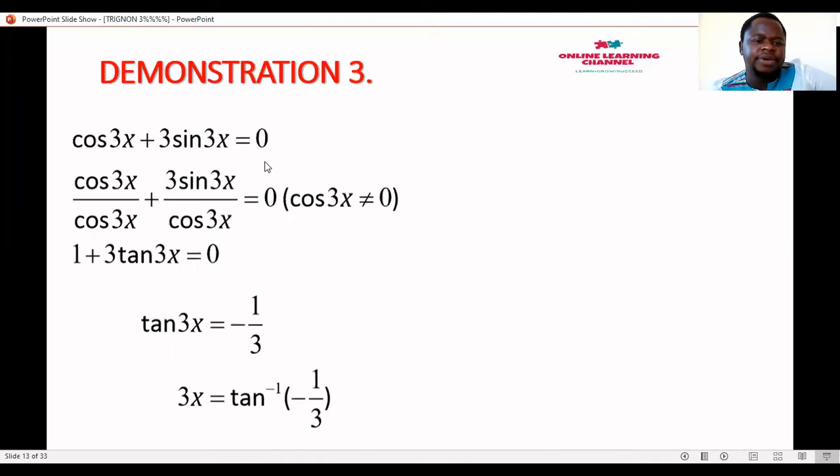So on demonstration number 3, you've got cos 3x plus 3 sin 3x is equal to 0. You do the same: you divide by cos 3x to get a single trig ratio of tan. When you divide both sides, you have 1, and here you've got 3 tan 3x equal to 0. Then you say 3x is equal to arc tan of -1 over 3. This should be simple and straightforward.